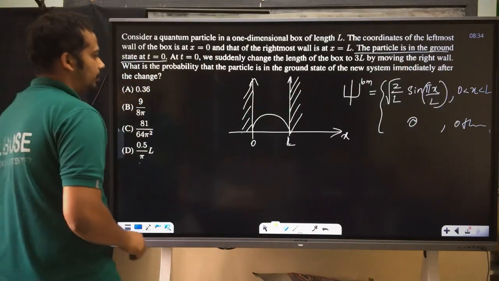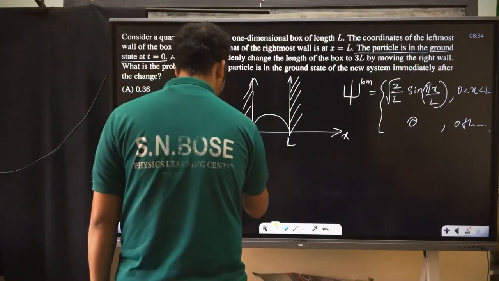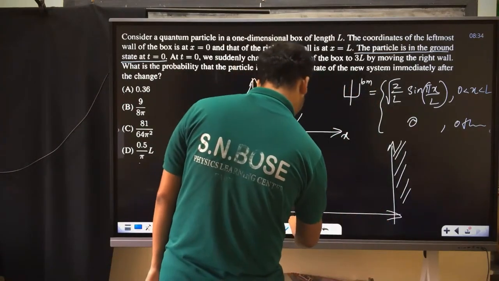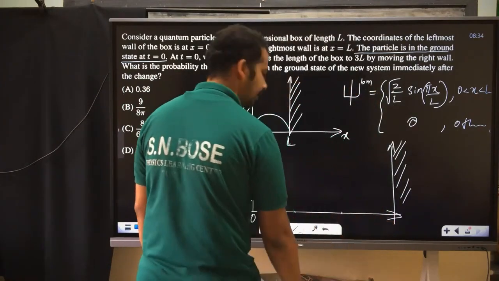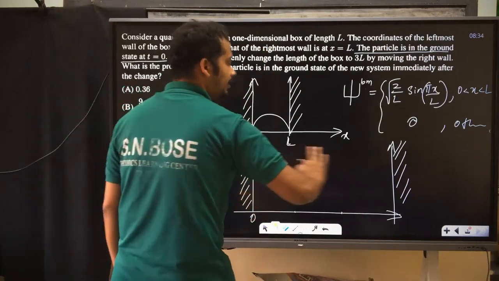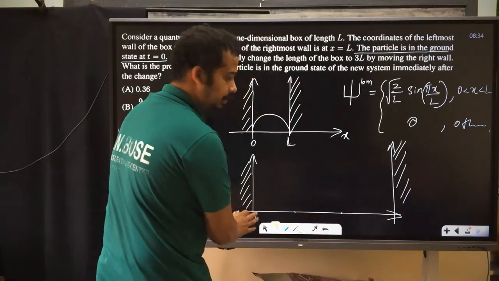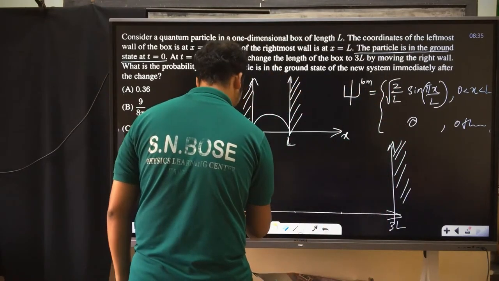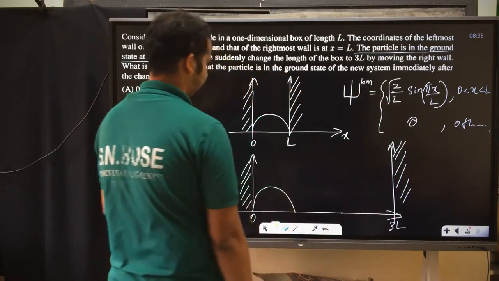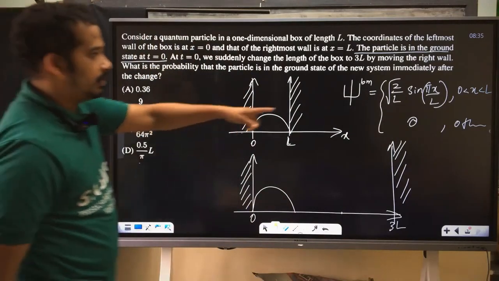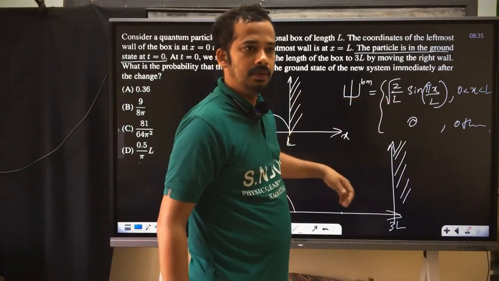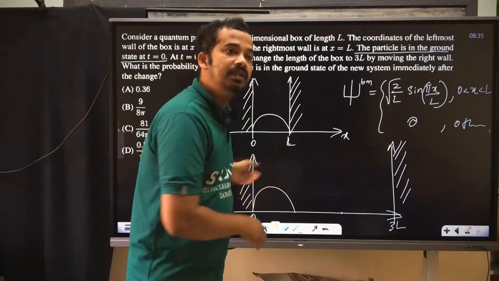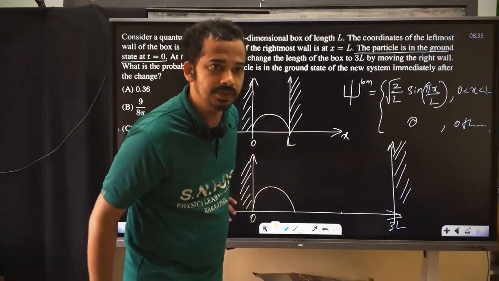At t equal to 0, we suddenly expand the box from 0 to 3L. 3L here, L, 2L and 3L, by moving the right side of the wall. That's why the left side is at 0 only. This is at 3L. So that sudden expansion will not change the wave function. The wave function is still the same. Now the particle is in this state in the new system. This is the system.